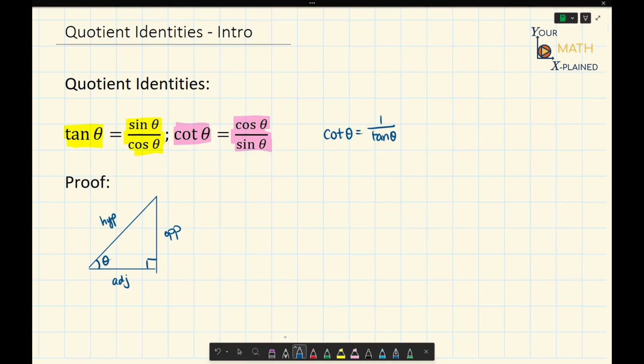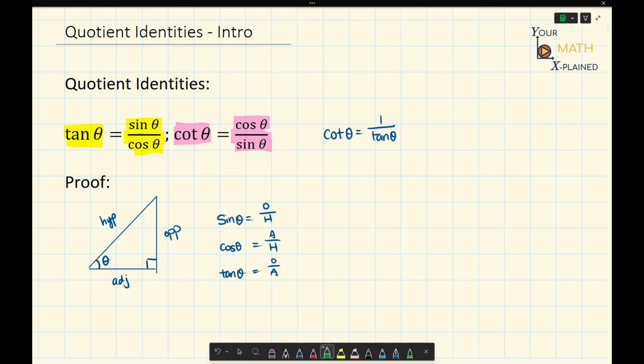Now, SOHCAHTOA tells us that sine of theta is going to be opposite over hypotenuse. Cosine of theta is going to be adjacent over hypotenuse. And tangent of theta is equal to opposite over adjacent.